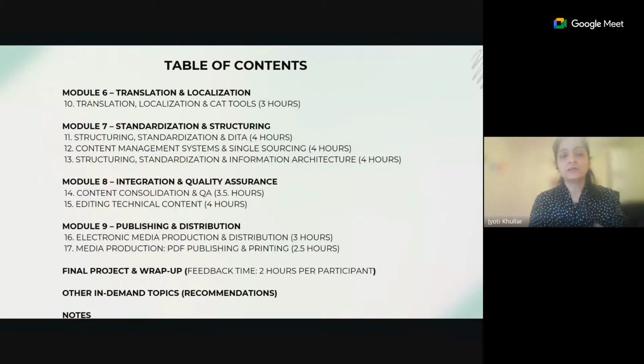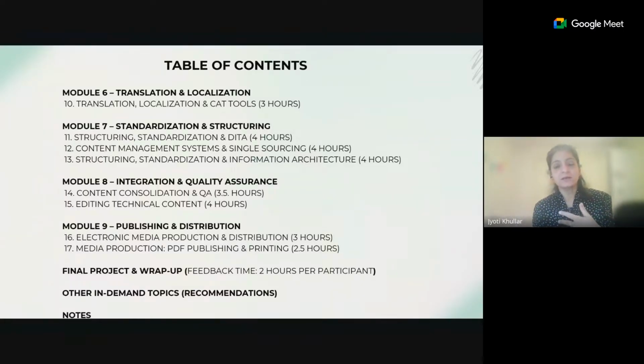Then a lot of content we are creating from a globalization perspective, from the translation and localization perspective. So how to keep that in mind? What are term bases? What are the factors that you should be considering while writing for the translation teams?